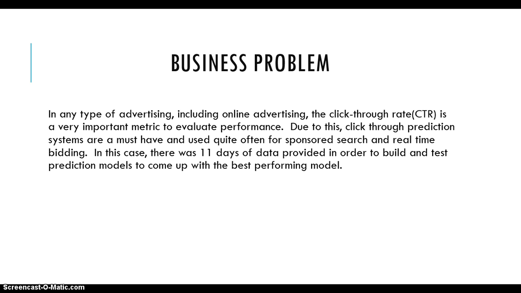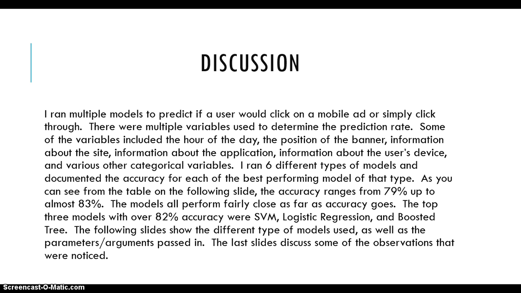In this case, there were 11 days of data provided in order to build and test prediction models to come up with the best performing model. I ran multiple models to predict if a user would click on a mobile ad, or simply click through. There were multiple variables used to determine the prediction. Some of the variables included the hour of the day, the position of the banner, information about the site, information about the application, information about the user's device, and various other categorical variables.